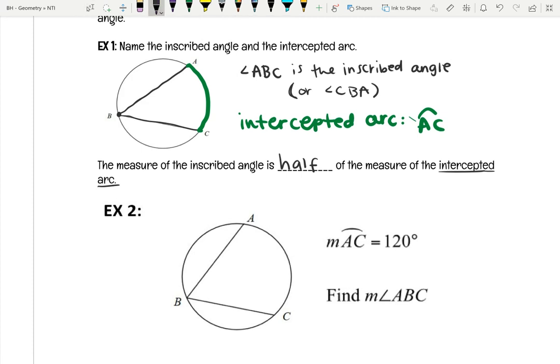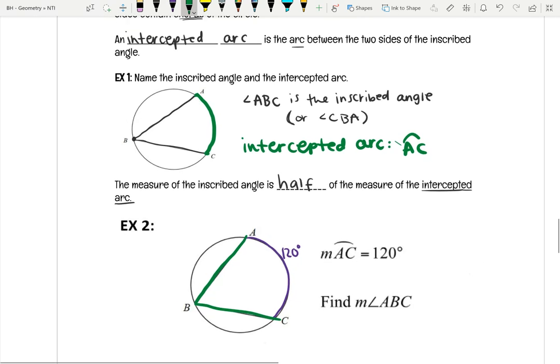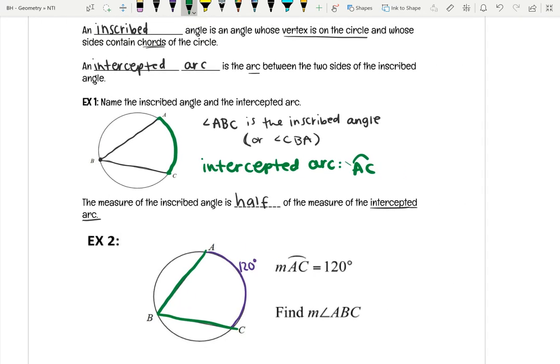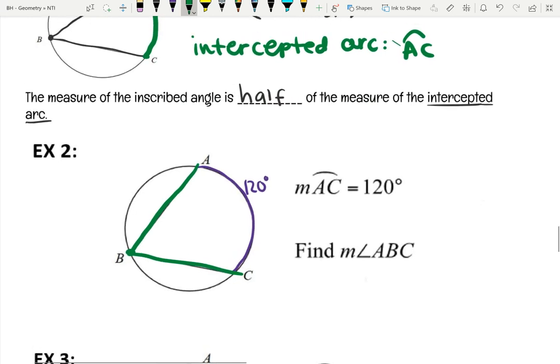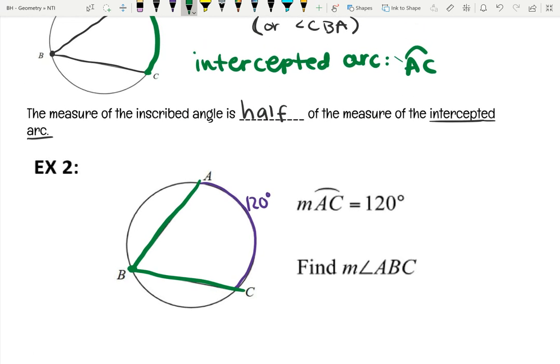So it says the measure of arc AC, so this is the arc AC right here, that measure is 120 degrees. And I want you to find the measure of angle ABC. ABC is the inscribed angle. Remember, don't get inscribed and circumscribed confused. Inscribed, think inside the circle. So the vertex is on the circle. Okay, so remember, if you need to reference that vocabulary term, you can, in the beginning of this section of the video.